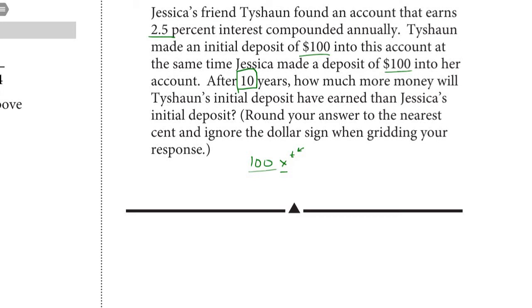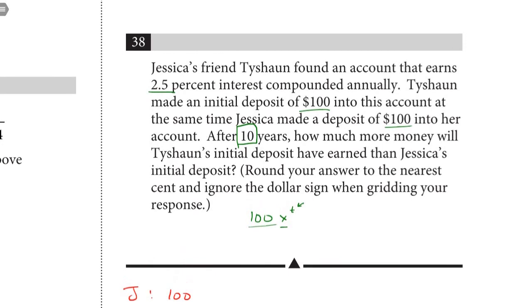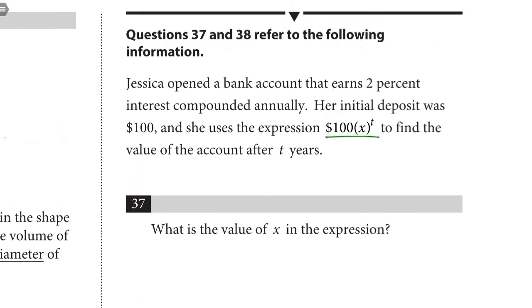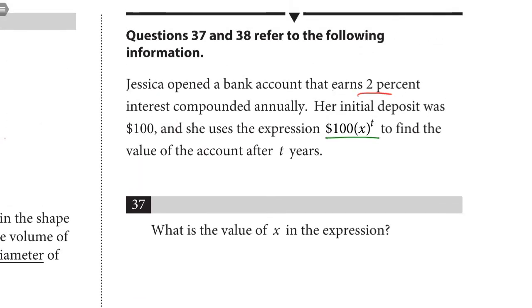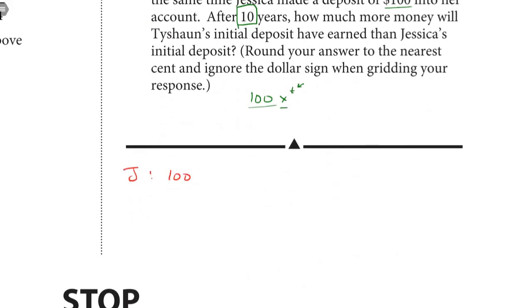So let's calculate Jessica's. Her expression is 100 times, what is her percentage that we're multiplying with? Well, she had 2%. Her bank earns her 2%. And remember, we said that to do 2%, you multiply by 1.02 to the 10th, for 10 years.